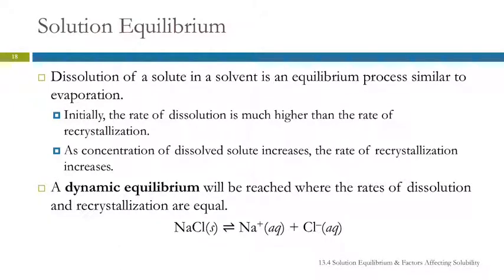So when a solute dissolves in a solvent, an equilibrium process occurs, and it's similar to that of evaporation. Initially, the rate of dissolving is higher than the rate of recrystallizing because there's nothing dissolved to recrystallize. So initially, it's just all dissolving. As the concentration of dissolved ions or dissolved solute increases, some of those particles can recrystallize, and so the rate of recrystallization increases. And so we get a dynamic equilibrium being established.